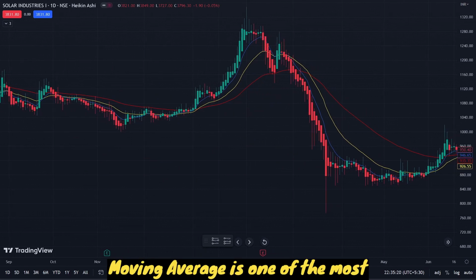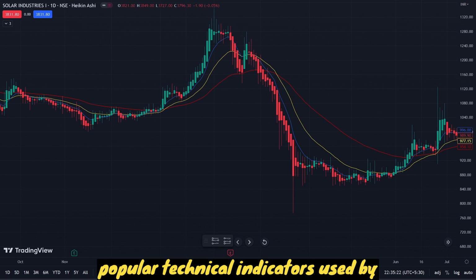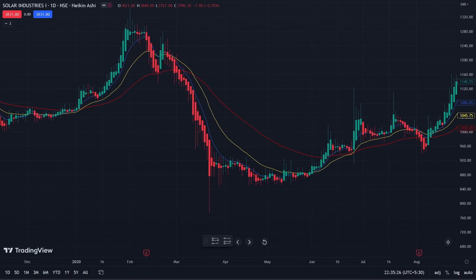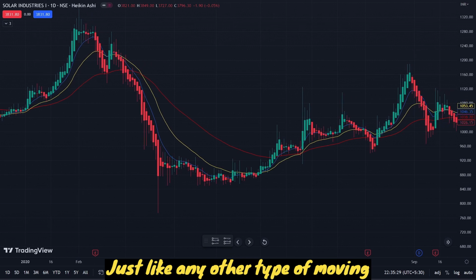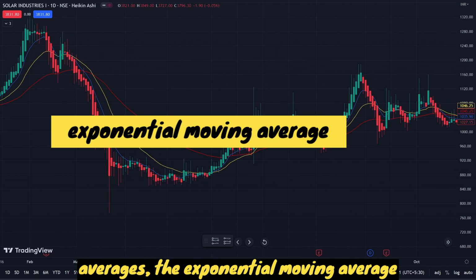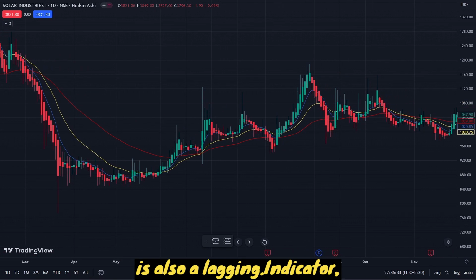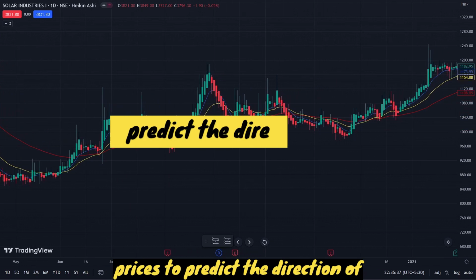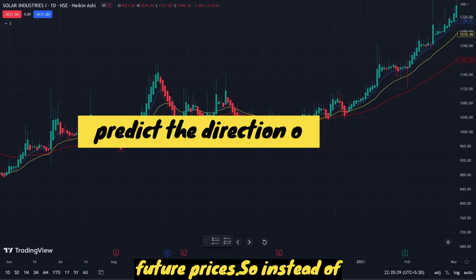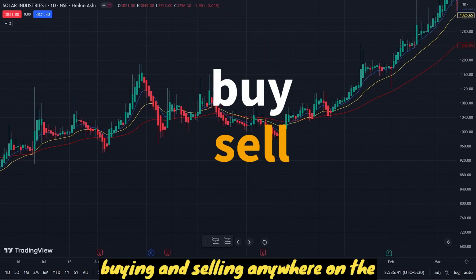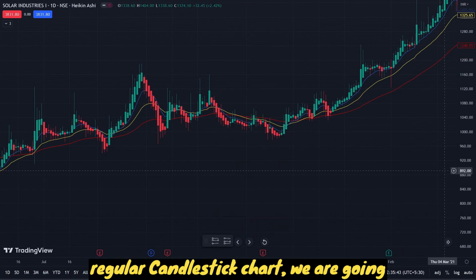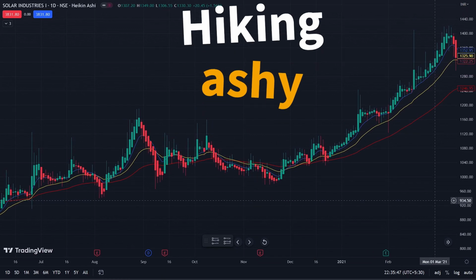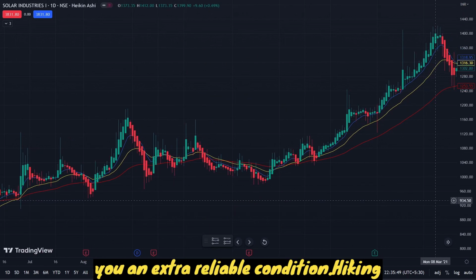Exponential moving average is one of the most popular technical indicators used by many traders worldwide. Just like any other type of moving average, the exponential moving average is also a lagging indicator, which means that it relies on past prices to predict the direction of future prices. So instead of buying and selling anywhere on the regular candlestick chart, we are going to use the HeikinAshi, which will give you an extra reliable condition.